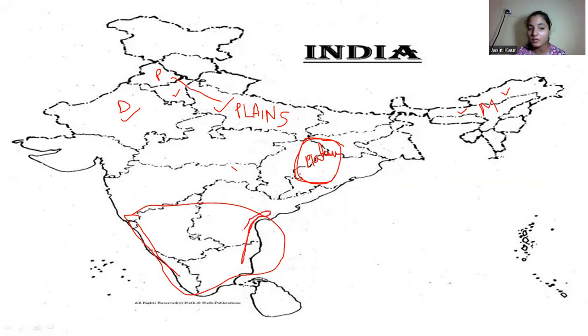Yes, very good students. So now quickly summarize what different kinds of landforms are present in India. If you have to categorize them or name them, what are the different landforms present in India? Yes, we have plains, very good. Plateau is there, desert is there, mountains are there, and coastal regions are also there. Yes, very good students. So this is our today's topic.